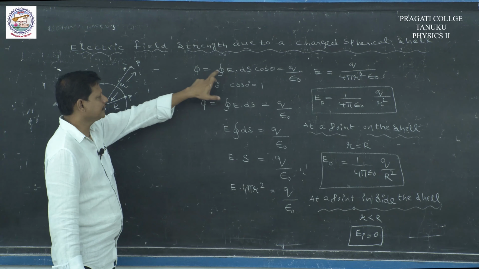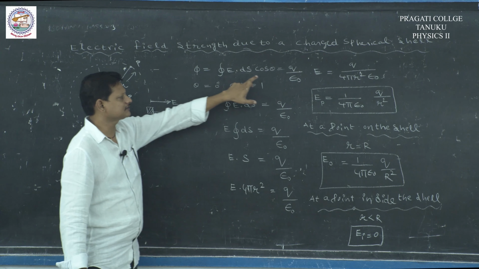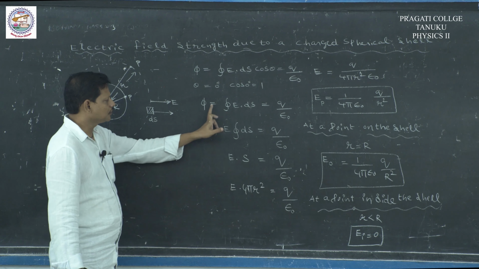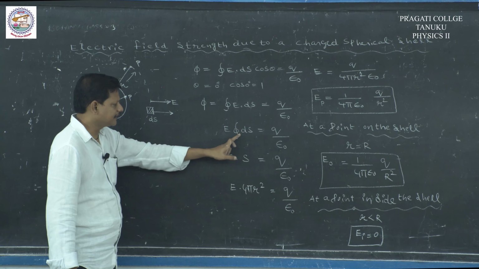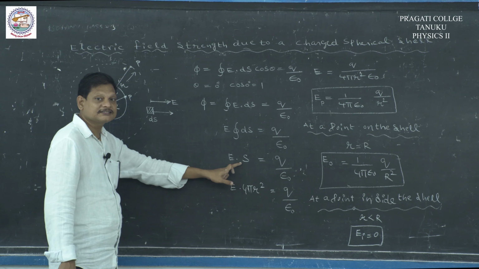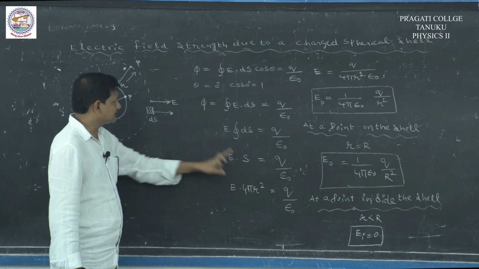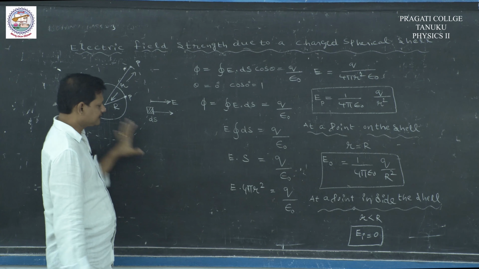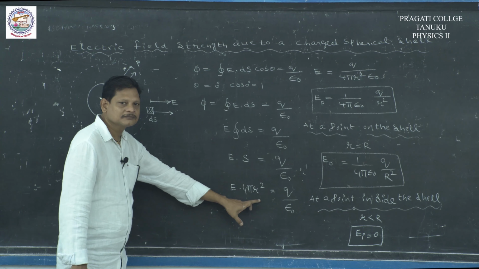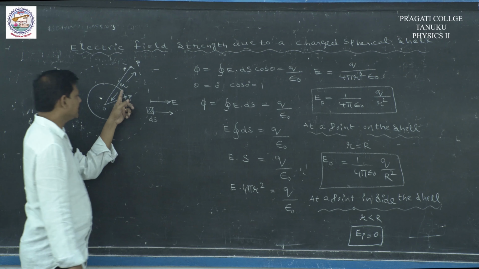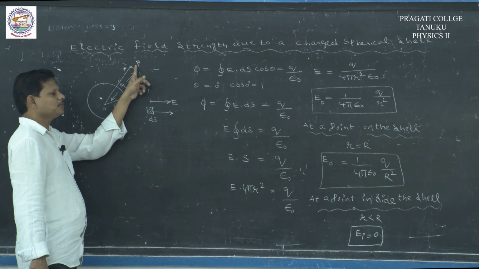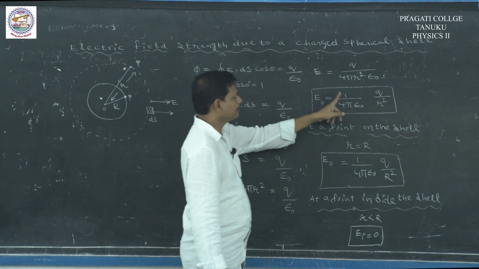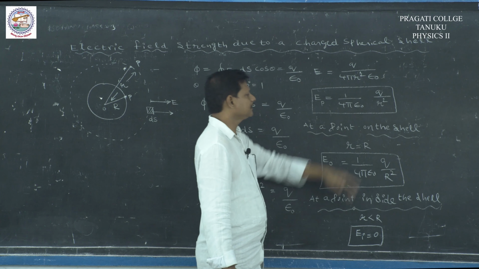From Gauss law, phi is equal to integral E ds cos theta is equal to q by epsilon naught. So integral ds is the surface area. The surface area of the spherical shell or Gaussian surface is 4 pi r square, where r is the distance from the center to the point we considered. Then E is equal to 1 by 4 pi epsilon naught q by r square.